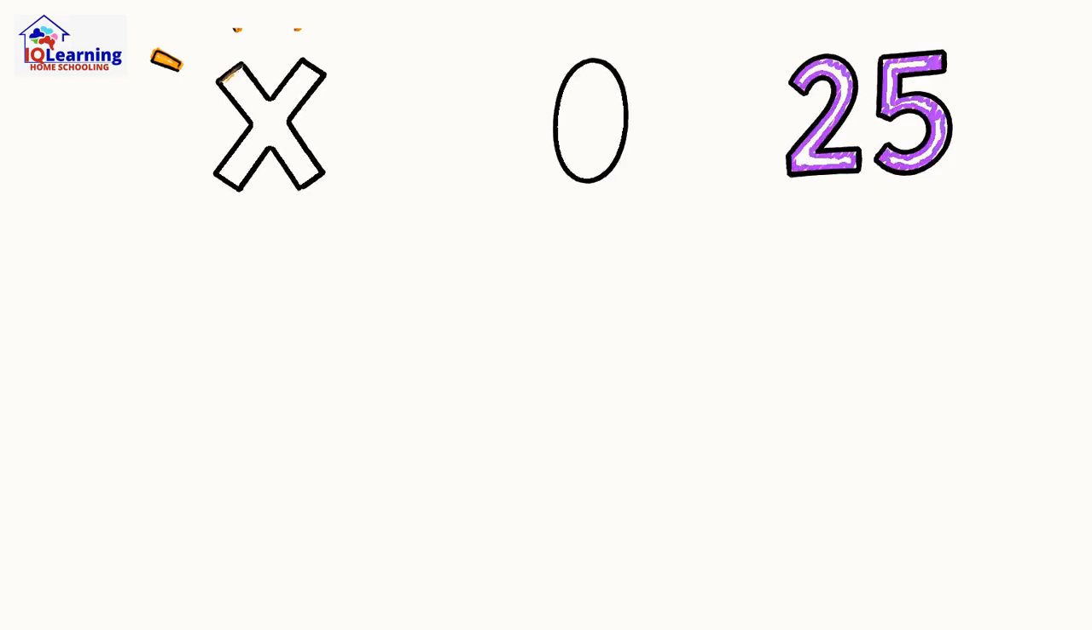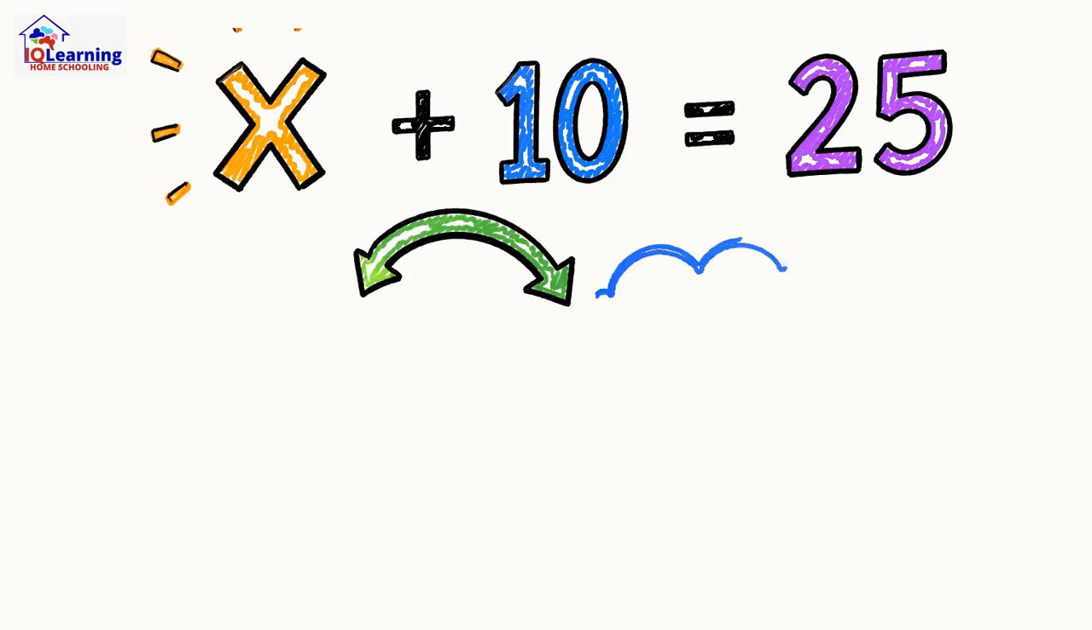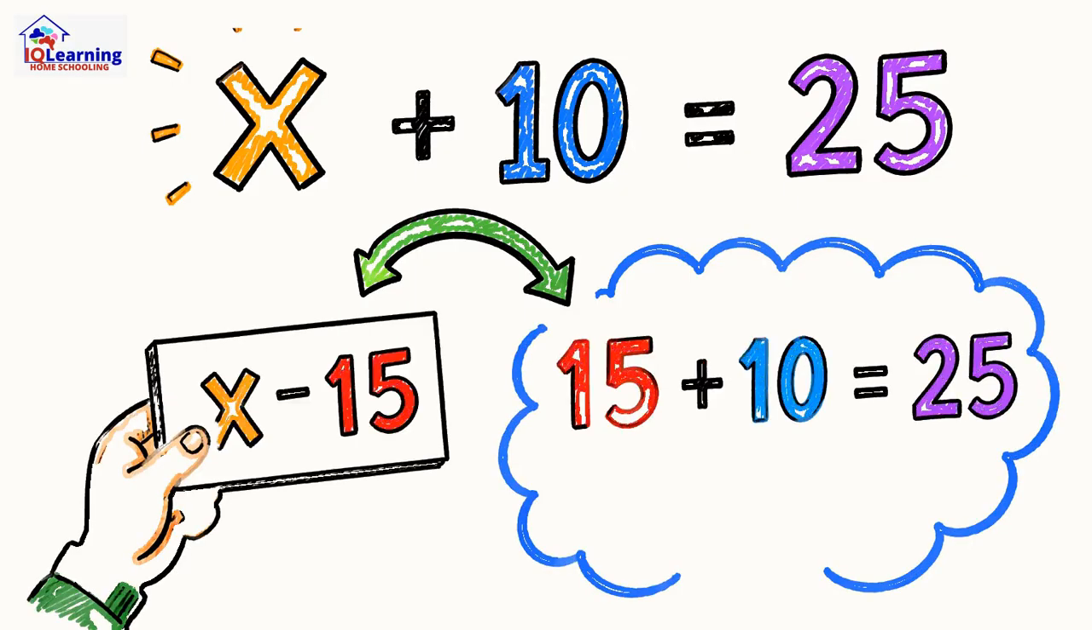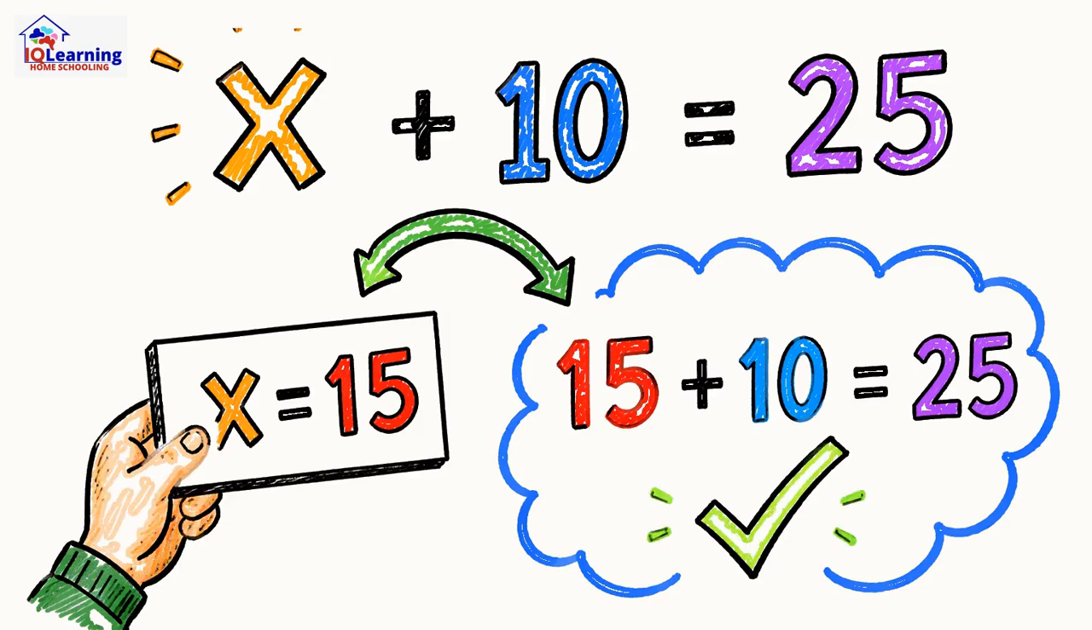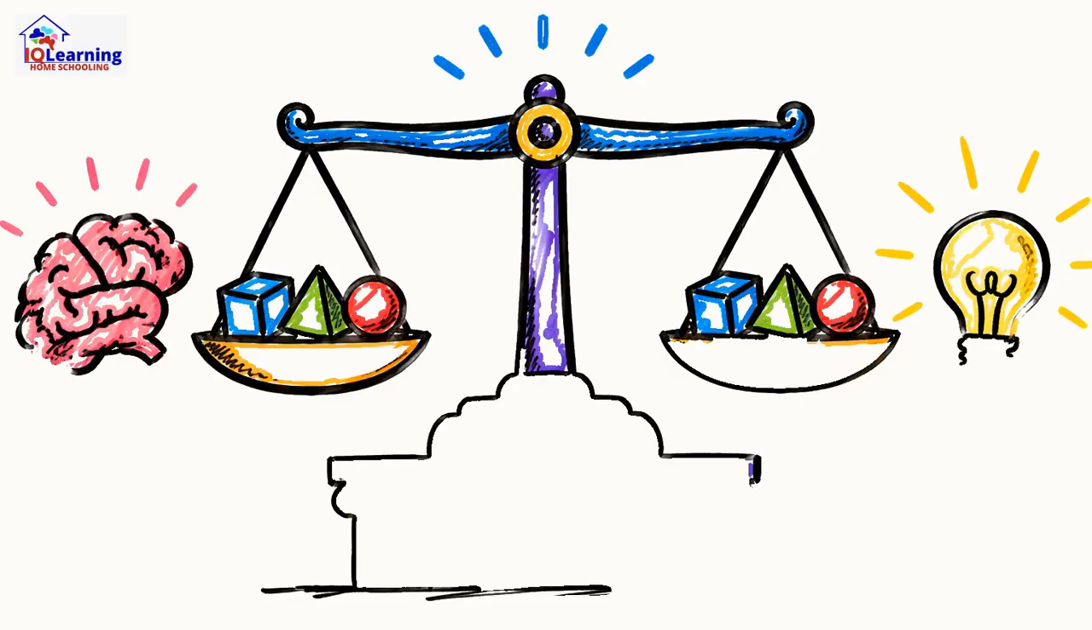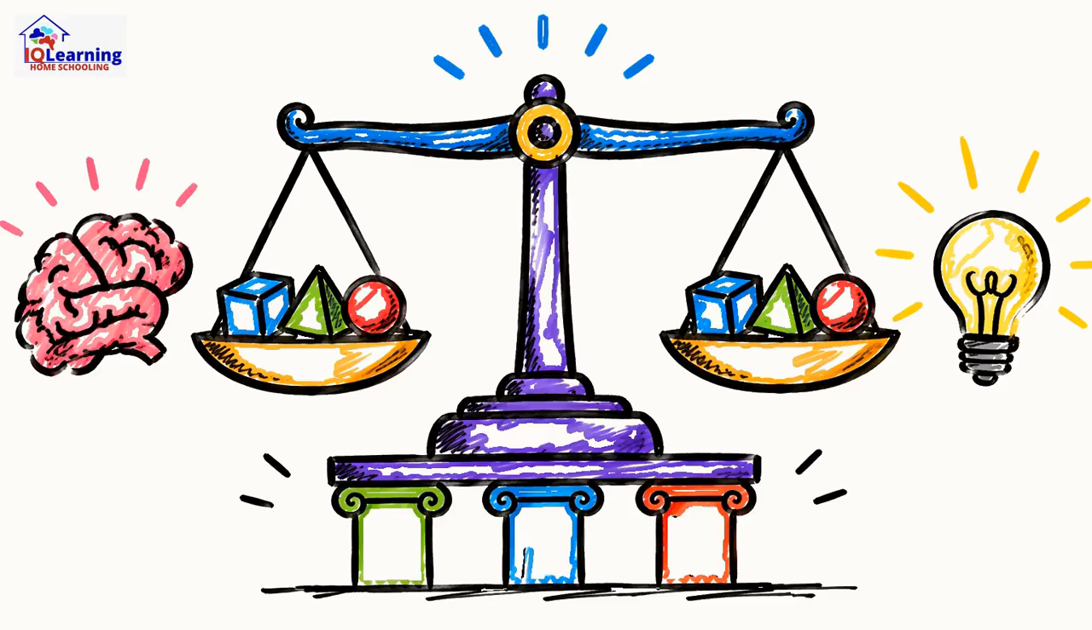And here's the best part. You can always know if you're right. Take your answer and substitute it back into the original equation. Does 15 plus 10 equal 25? Yes, you've proven it. This skill, this balancing act, is the foundation for all complex math. Master this and you're speaking the language of logic.